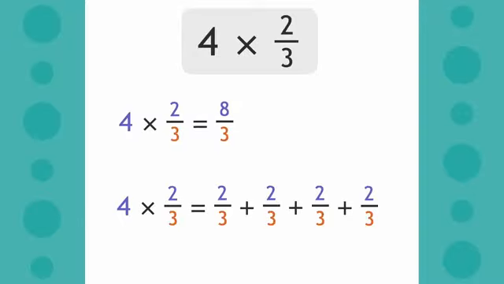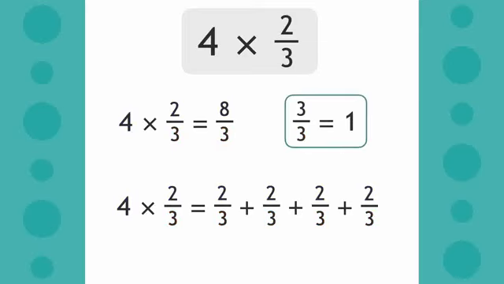8/3 is the correct answer, but this is a fraction greater than 1. Let's change this fraction into a mixed number for our final answer. Remember, 3/3 is the same as 1 whole, which means there are 6/3 in 2 wholes. So 8/3 as a mixed number is 2 and 2/3.